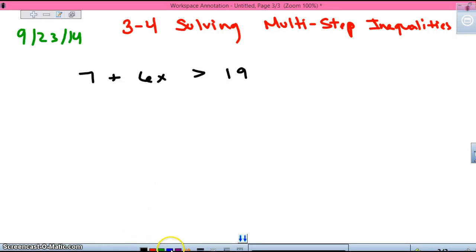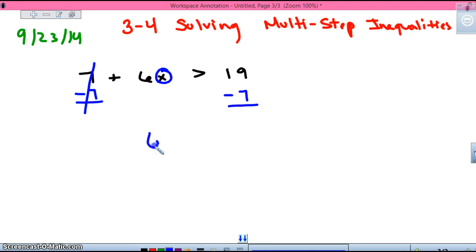Today we're solving multi-step inequalities. If we have to solve 7 plus 6x is greater than 19, we have to solve for x. That means that the first thing we have to do is take 7 to the other side by using inverse operation. The inverse of plus 7 is minus 7. What you do to one side, you do to the other.